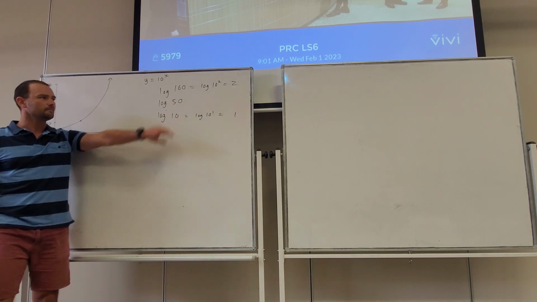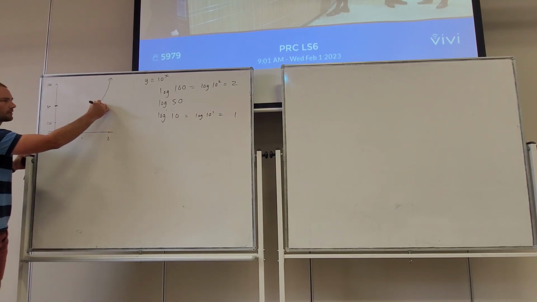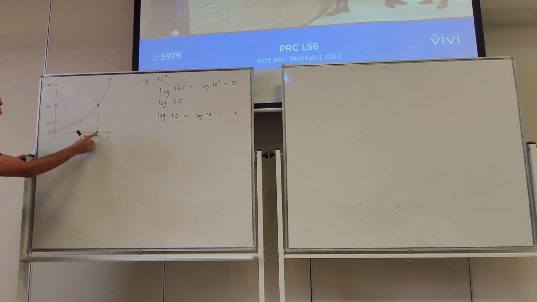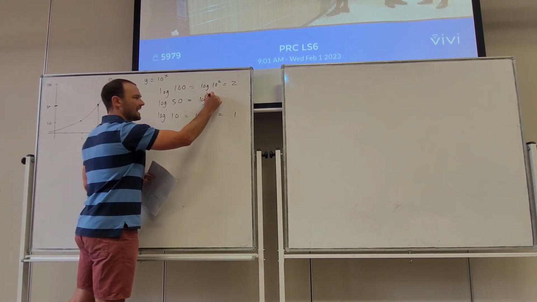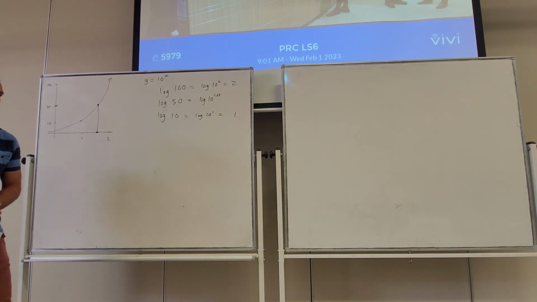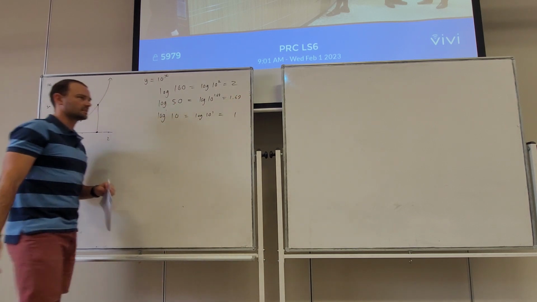Log of 50 then, all right, let's work it out. Log of 50, we're going from this graph, 50 is going to be about here, okay? So that's corresponding about here somewhere. That's pretty close to 1.6, all right? So what we're saying is log of 50 is going to be log of 10 to the power of, and I'm pretty sure it's 1.69, we can check on our calculator in a moment, would simplify to 1.69.